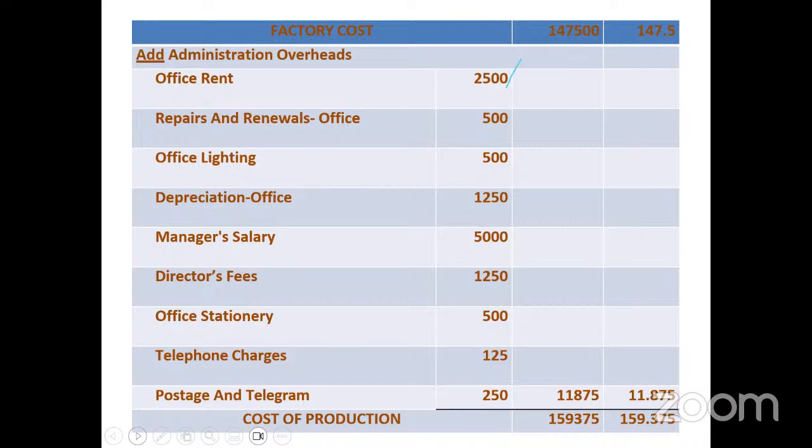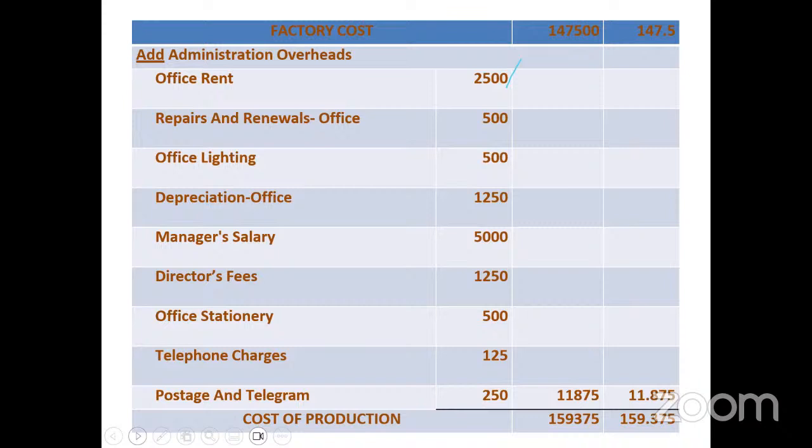So these overheads are relating to administration, office and administration. Yes or no? Yes. All these overheads are relating to office and administration, and these are the indirect expenses. Okay, so if you add all these, that means all office and administrative expenses, we are able to get the office and administration overhead.